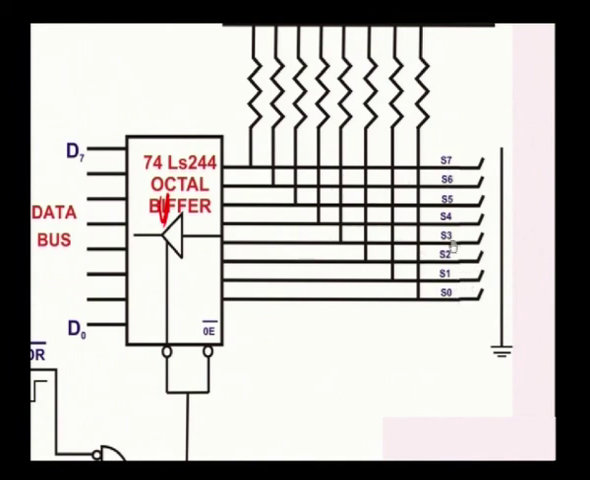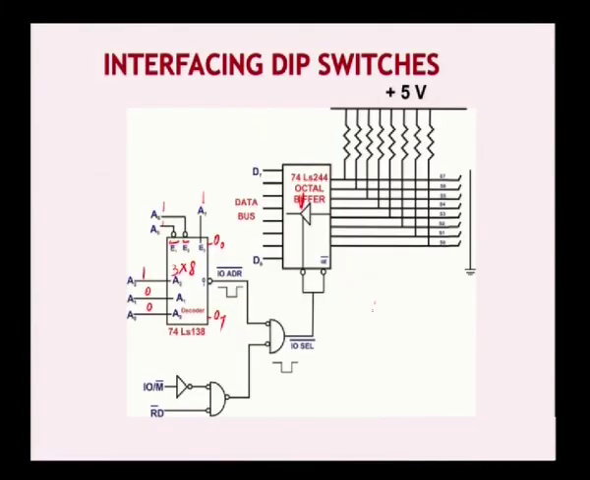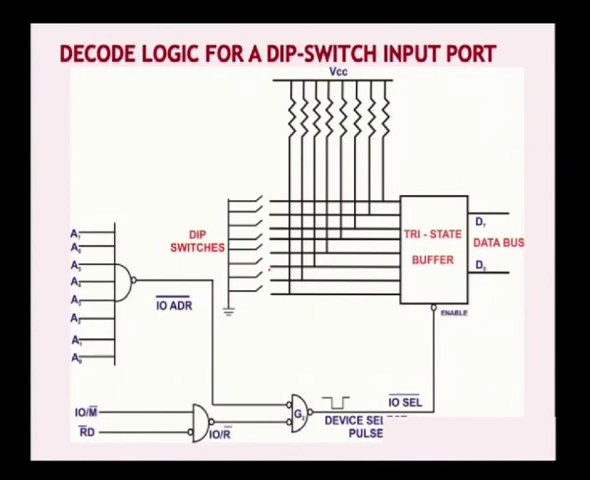When the switch is open, it represents a 1; when it is closed, we read it as a 0. So, based on that we can send any data. Suppose these 2 switches are closed, then only these 2 values, S3 and S4, will be 0, and the remaining signals are high. So, based on that we can read the data. This is the decode logic for how to detect the DIP switches.